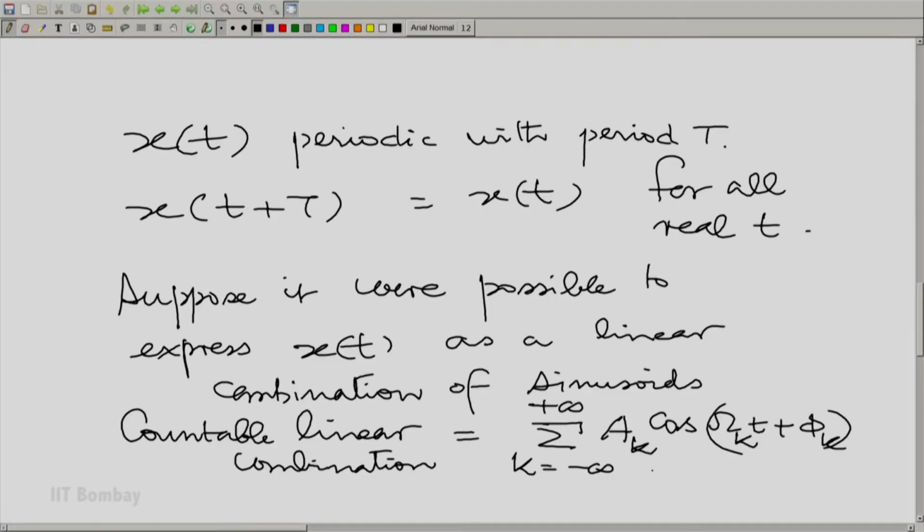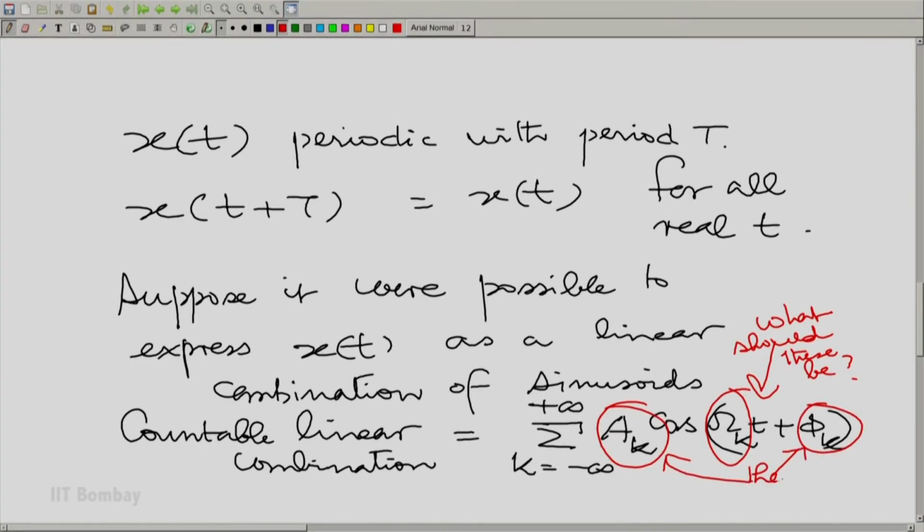Now, first we need to answer why we are saying countable. Why can we rest assured that that linear combination can be countable? All these questions need to be answered. Whatever it is, suppose it were possible to write down this expression. What should these omega k's be? And similarly with these, what should they be? This is a question that we need to answer. We need to first establish that it is valid to think of a countable set of such sinusoids in a reasonable set of contexts. And then we need to find out how you could calculate these contributions.